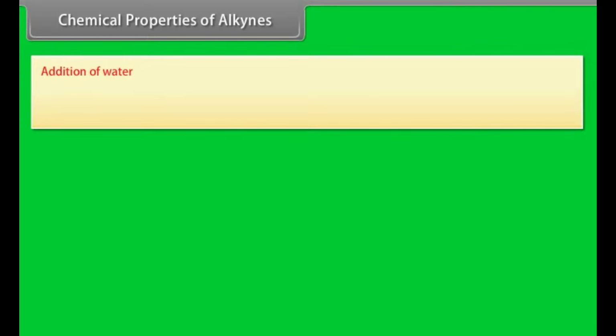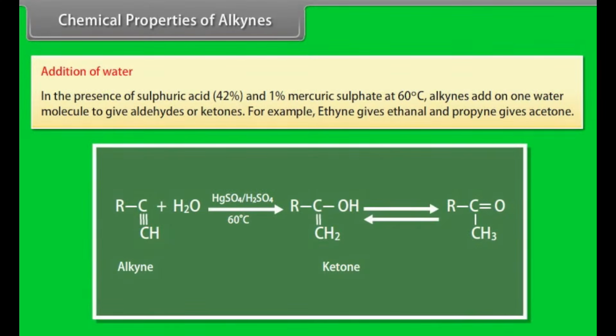Addition of water. In the presence of sulfuric acid, 42%, and 1% mercuric sulfate at 60 degrees centigrade, alkynes add on one water molecule to give aldehydes or ketones. For example, ethyne gives ethanal and propyne gives acetone.